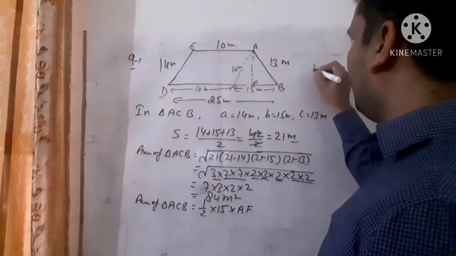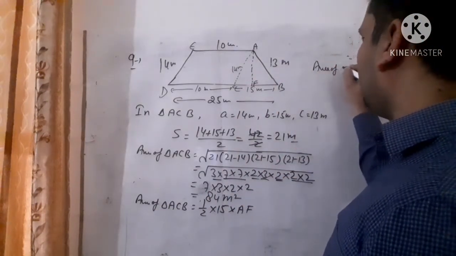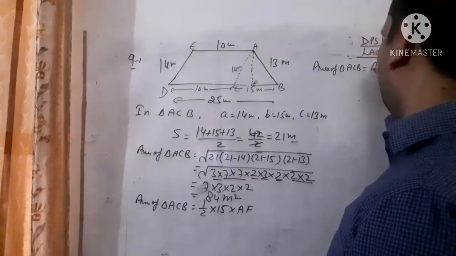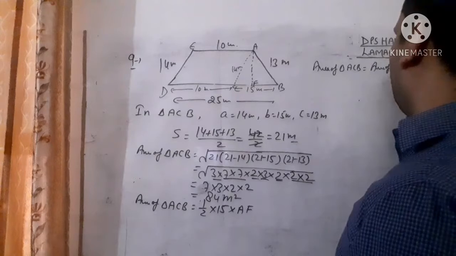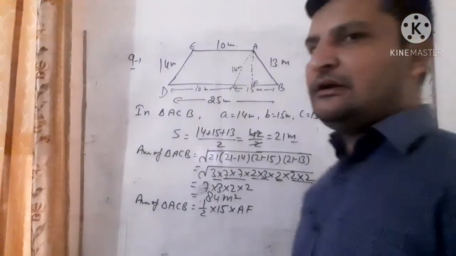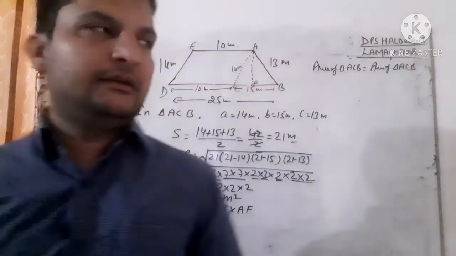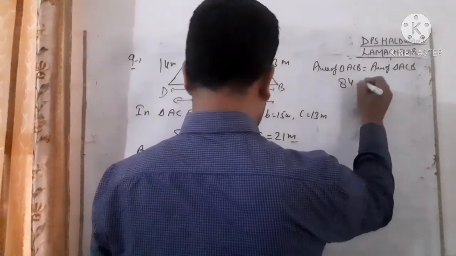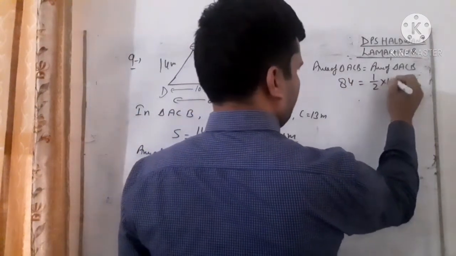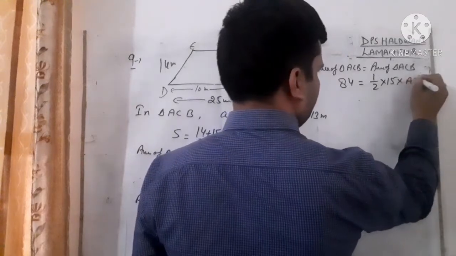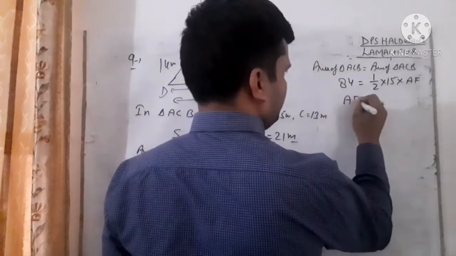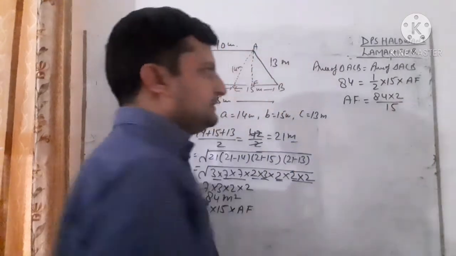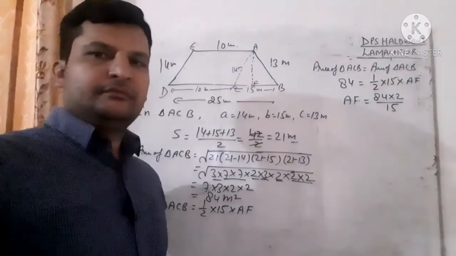So we can write it area of triangle ACB is equal to area of triangle ACB. We have used this formula 2 times because we can find it easily the height of this triangle. So 84 is equal to, we can write it 1 upon 2 into 15 into AF. So students, AF is equal to 84 into 2 upon 15. This is coming like this, students.